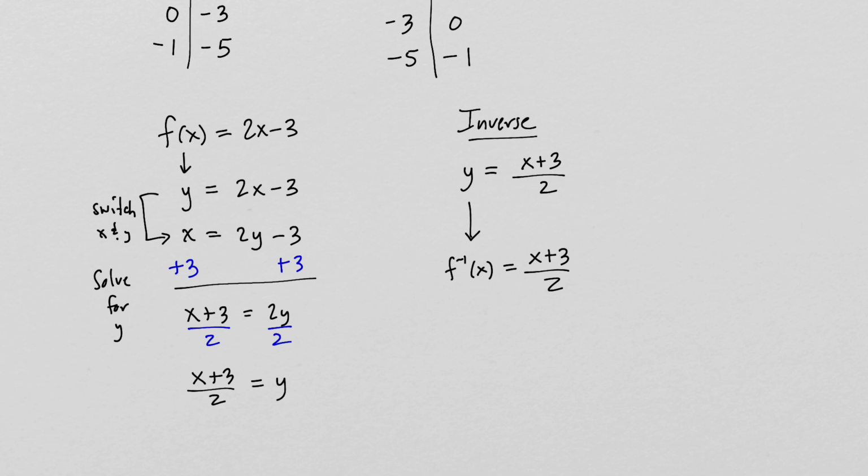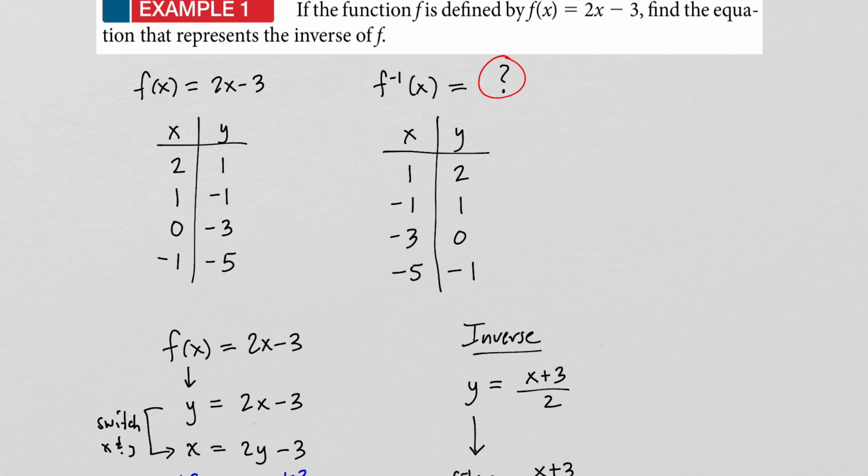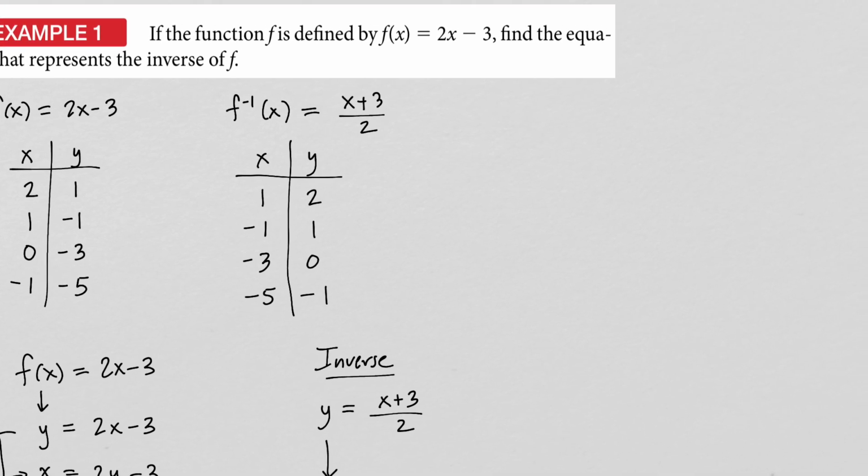And this should be the equation that is the inverse of the original equation. So let's go ahead and put that in. So it's x plus 3 divided by 2. And now what you can do to make sure that we have the right answer here is you can check some of these numbers, right?